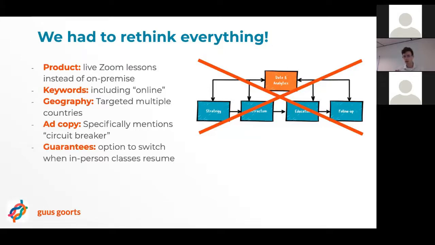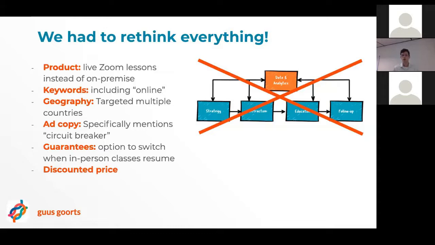We included guarantees because obviously the decision to sign up for anything at all, let alone a language course, is always going to be impacted by the fact that we don't know what things will look like in 6 months from now. So we included an option to switch when in-person classes will start, and people will just know that I can just start studying Mandarin now, and I don't need to worry. If we can't start with in-person classes, I can continue like this, and otherwise I have other options.